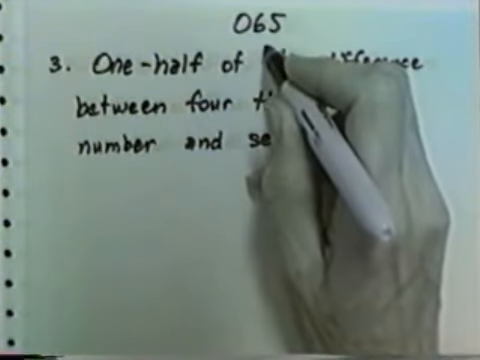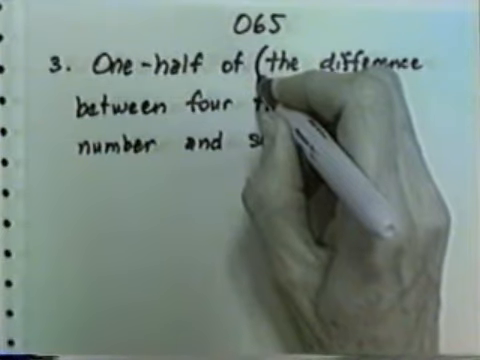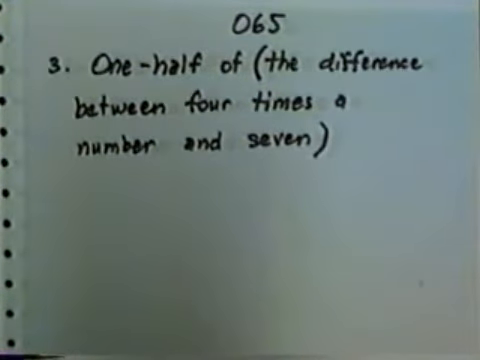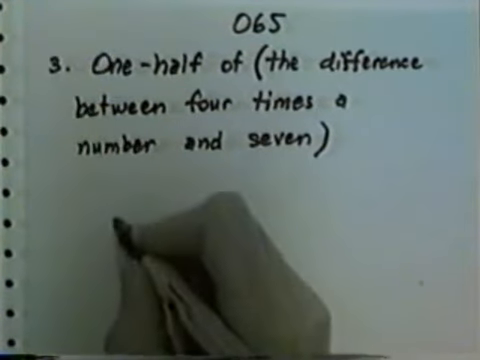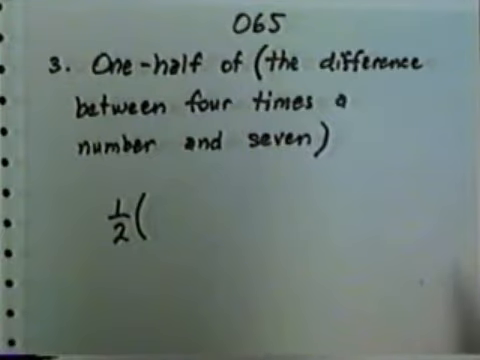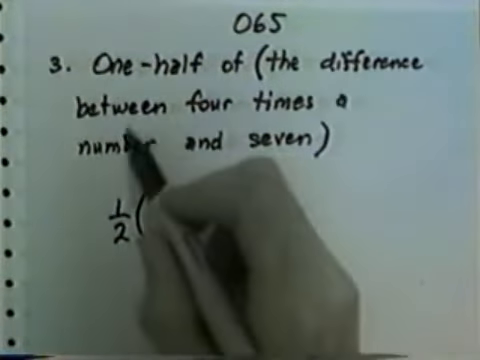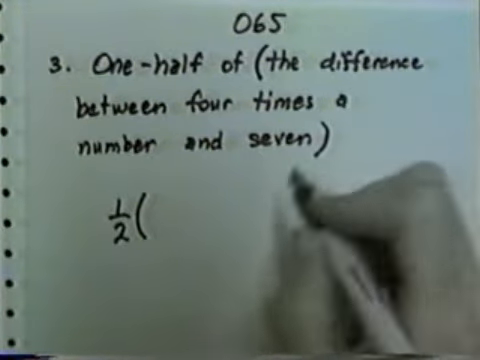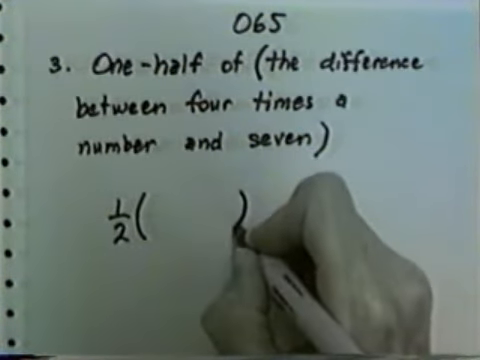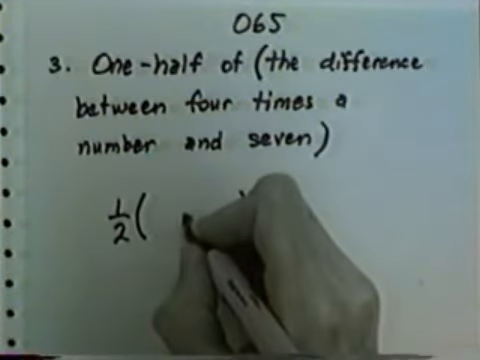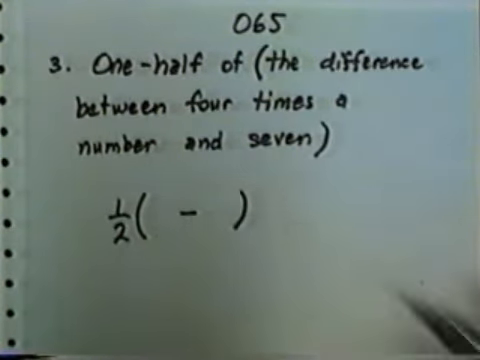1/2 times, instead of underlining this time, I'm just going to put parentheses around what follows the 1/2 of, because it's the whole thing. 1/2 times, and then in the parentheses we'll write the difference between 4 times a number and 7. Inside the parentheses, the key word is difference, which tells us to subtract and keep the order that the words are written.